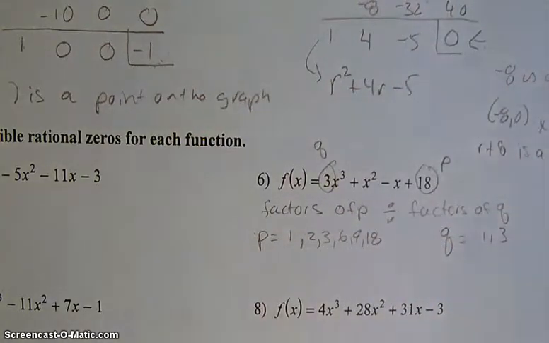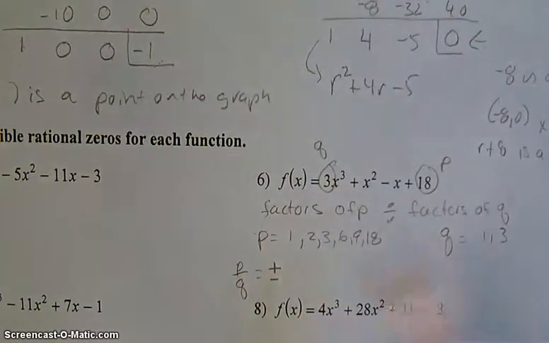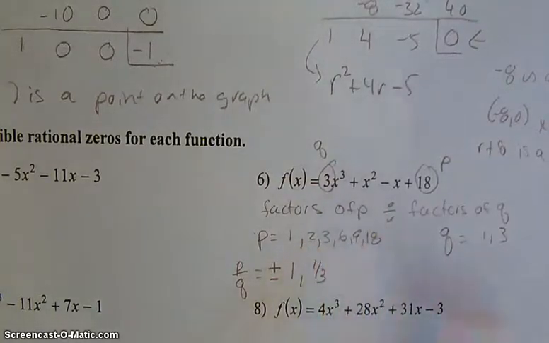Okay, so now just list your factors. You put p divided by q. So they're all plus and minus. So I'm going to have plus and minus 1 divided by 1 is 1. Plus and minus 1 divided by 3 is 1/3. I'm just going to do the plus and minus for all of them. Then plus and minus 2 divided by 1 is 2. 2 divided by 3 is 2/3.